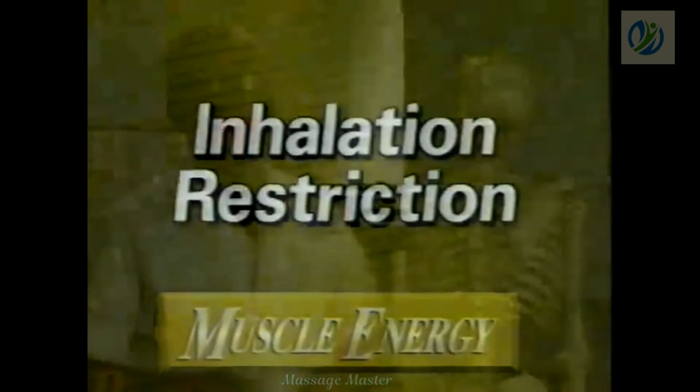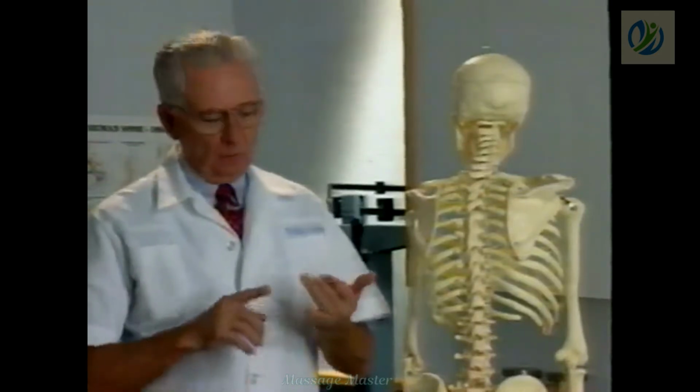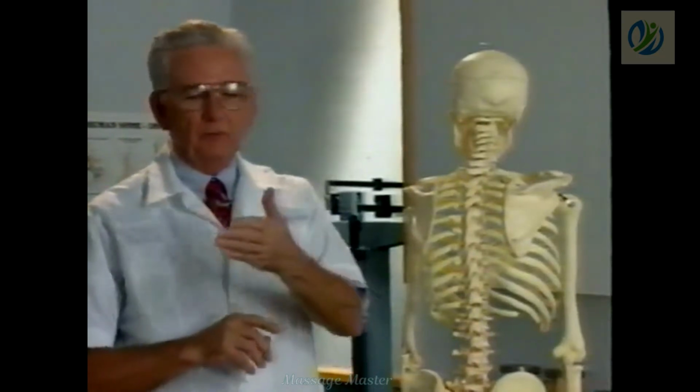The principles of treatment for inhalation restriction of rib groups are as follows. One, we're going to want to disengage the rib head by pulling the rib laterally and caudad from the posterior aspect. Two, we're going to ask the patient to provide an inhalation effort which starts the ribs into inhalation to the barrier. And then we're going to activate a muscle group to lift the rib into inhalation.